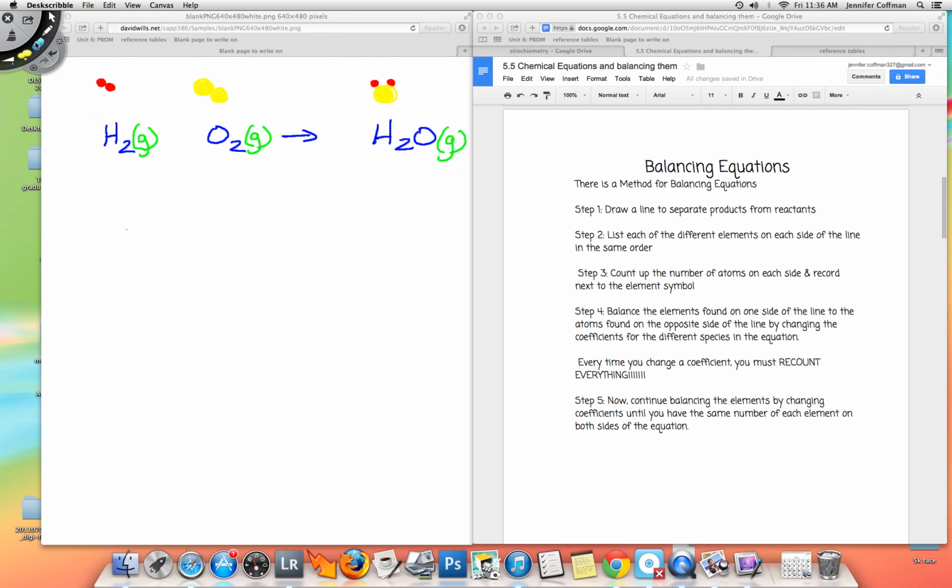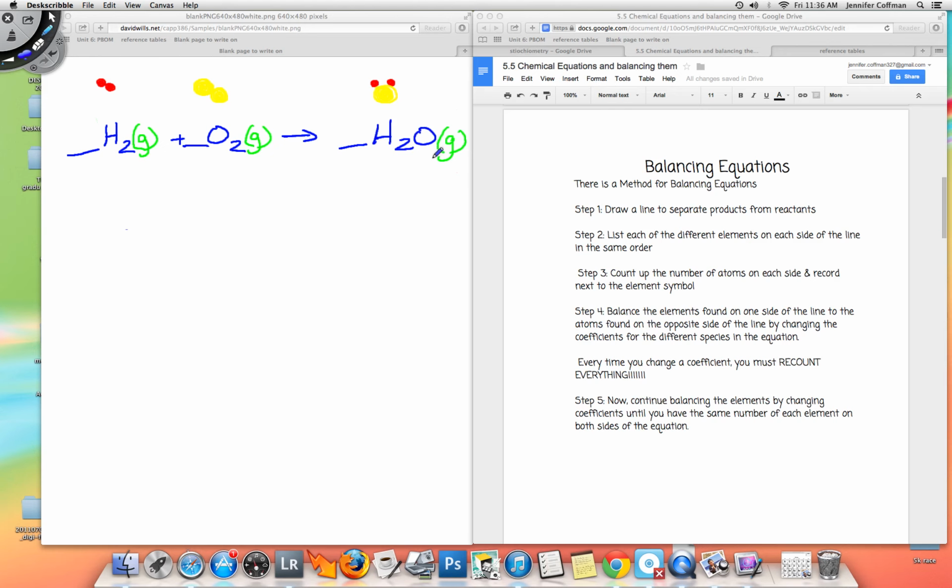I have to write that plus sign back in. Okay, there we go. So I can make these coefficients any number I want as long as the equation is balanced, meaning the number of hydrogens that I have on the left is going to equal the number of hydrogens that I have on the right. The number of oxygens I have on the left is going to equal the number of oxygens I have on the right.